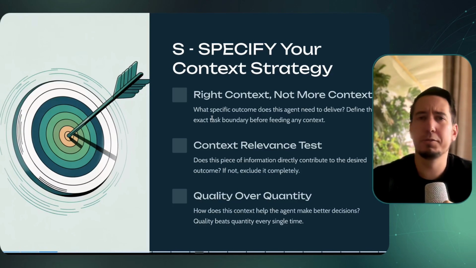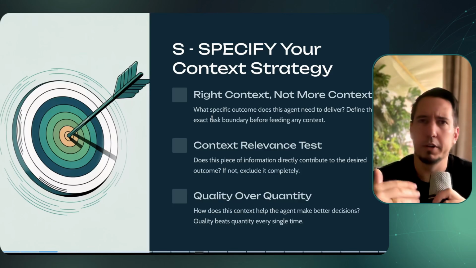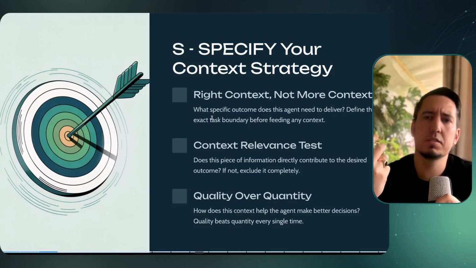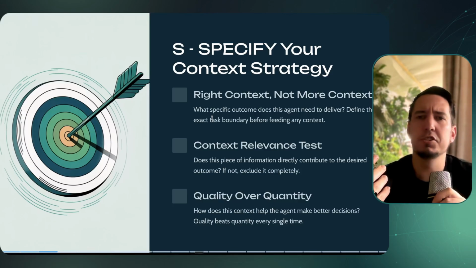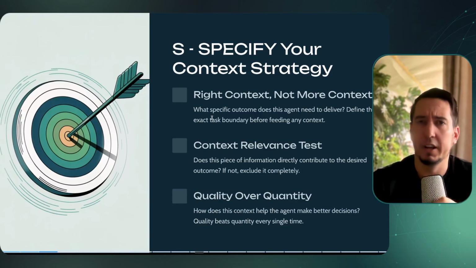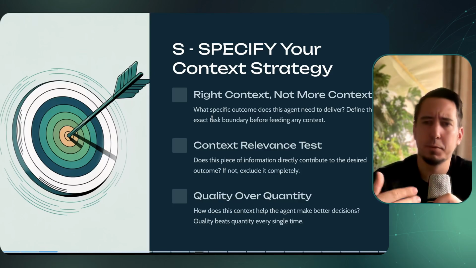We're going to start with the first letter of SLICE, S, which is specify. It's your context strategy. Right context, not more context. That's kind of what I want to get over here. What is the specific outcome that this agent needs to deliver? Define each task boundary before actually feeding it context. Also, do some relevance tests, like is this piece of information actually directly relevant to the outcome? If not, exclude it. Really try to pinpoint it down.